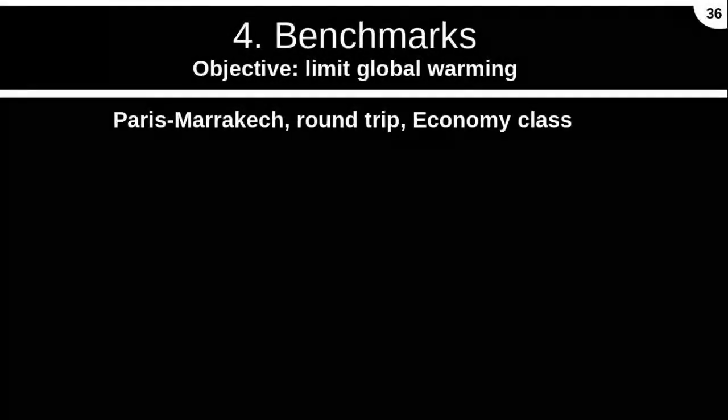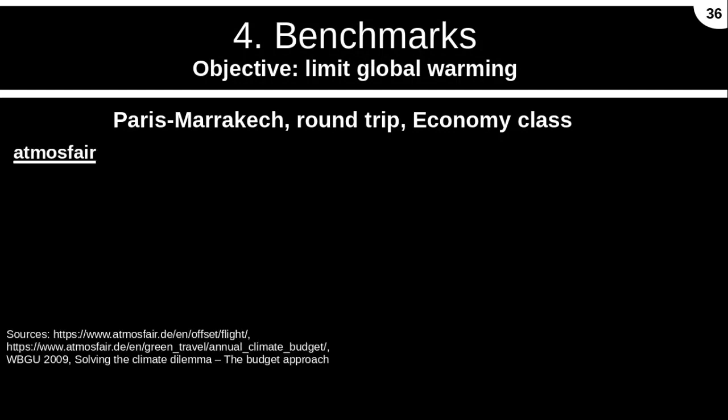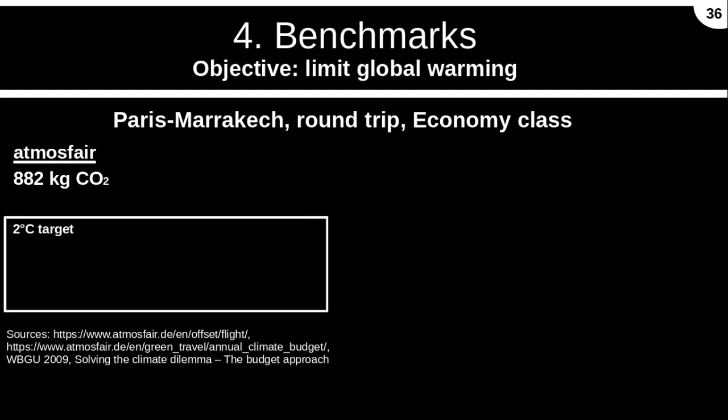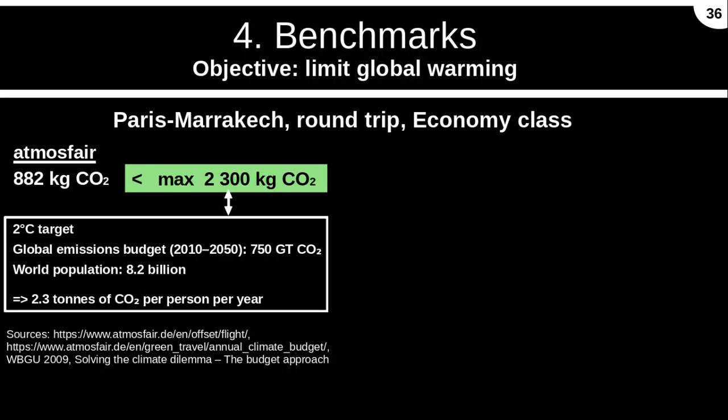What about a round trip from Paris to Marrakech in economy class? Using the atmosphere calculator, its climate impact is 882 kilograms of CO2. Is it climate compatible? Based on a report by the German Advisory Council on Global Change in 2009, atmosphere considers a 2 degrees climate compatible limit, which translates into a global budget of 750 gigatons of CO2 for the years 2010 to 2050. For an average world population of 8.2 billion, the resulting yearly individual budget is 2,300 kilograms of CO2. So the flight is considered climate compatible.